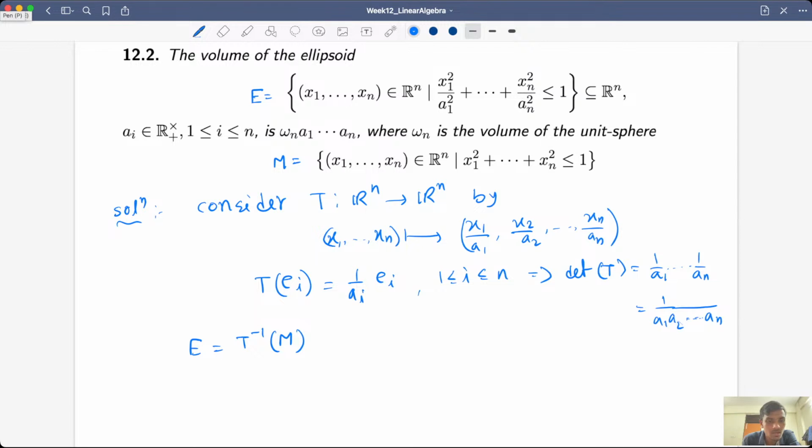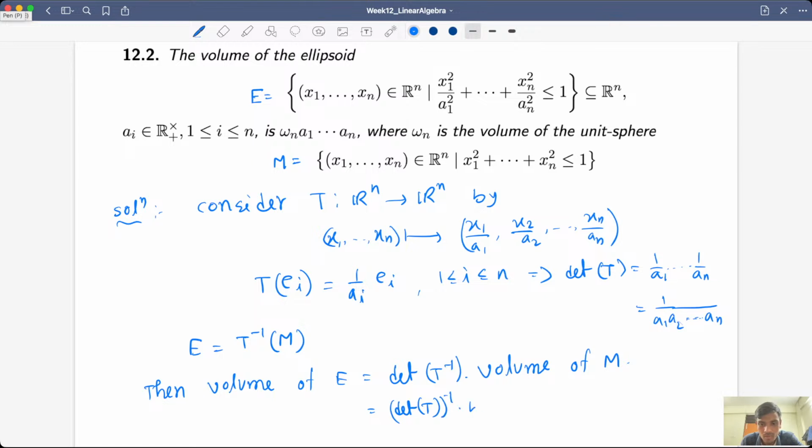Now the volume lambda n, using the previous relation between volumes and determinant, gives volume of E equal to determinant of T inverse into volume of M. Now volume of M is given as omega n, and the determinant of T inverse is the determinant of T, whole inverse, so this is determinant of T whole inverse into omega n, which is just omega n a1 a2 up to an. Okay, so this proves this statement.